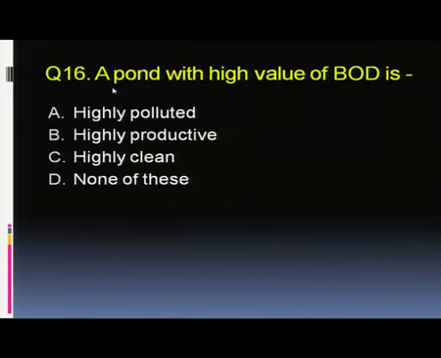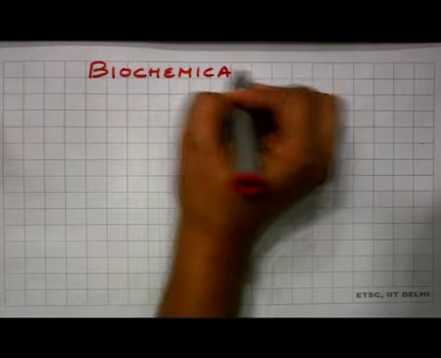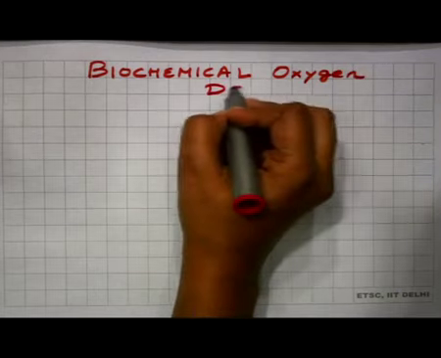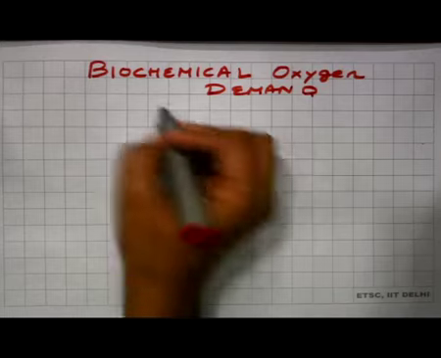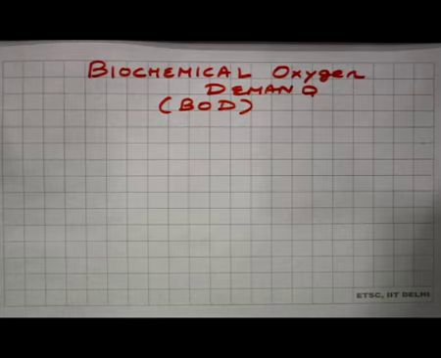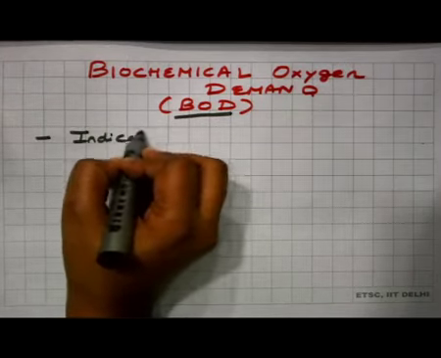Next question: a pond with high value of BOD is highly polluted, highly productive, highly clean, or none of these. Again, BOD is biochemical oxygen demand, and commonly the short form BOD is used. So, what is BOD? BOD is actually an indicator for water pollution.